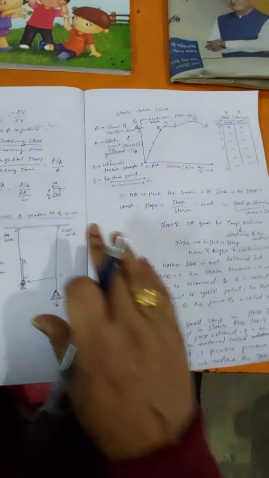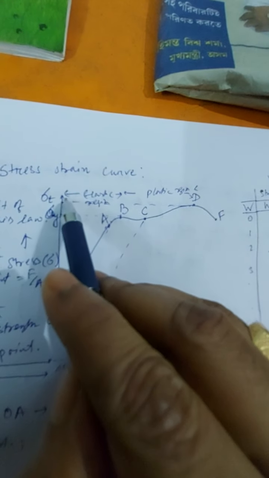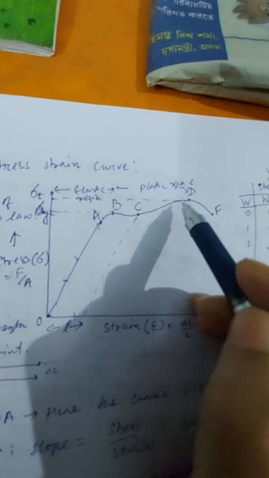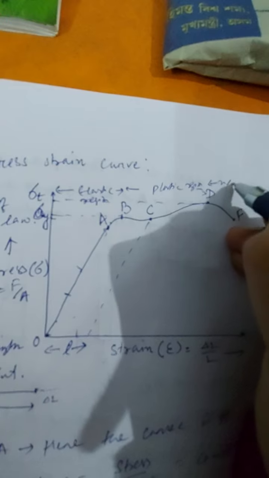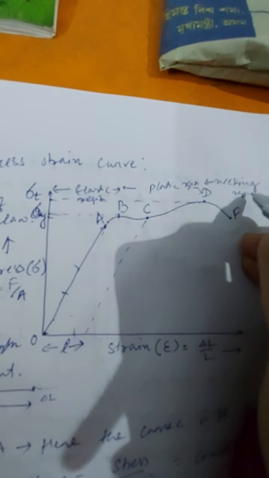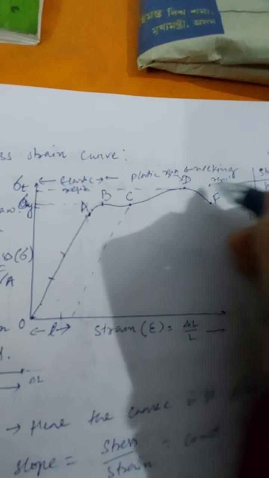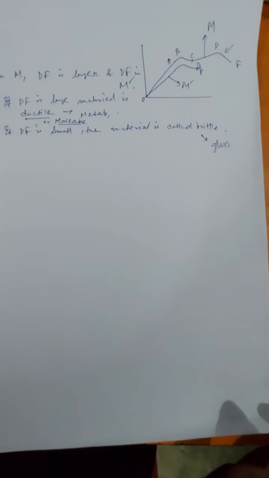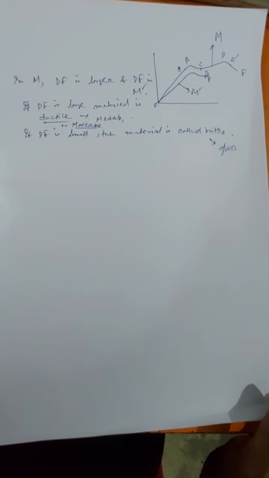Another thing we will see: this region, 0 to B, is the elastic region, fine. Then B to D is the plastic region. D to F is called the necking region, because of the formation of a neck. D to F is the necking region, fine. So with this we end the discussion of the stress strain graph.